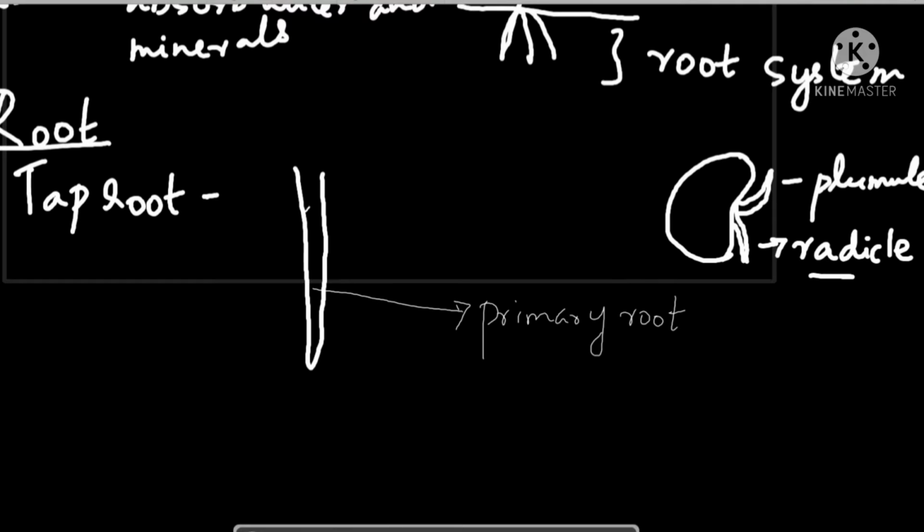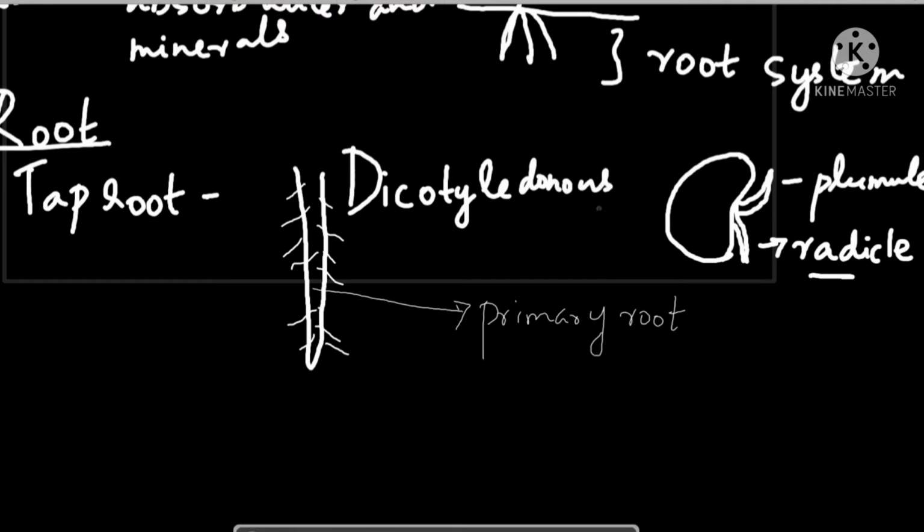This primary root will have branches laterally, and this kind of root system can be seen in dicot plants. They can be seen in dicotyledonous plants. For example, mustard. Mustard plant has taproot system.